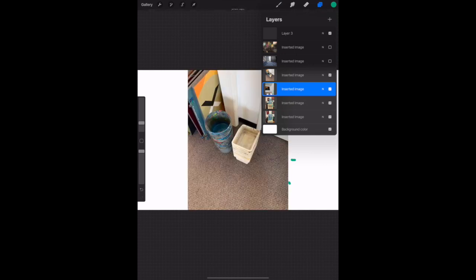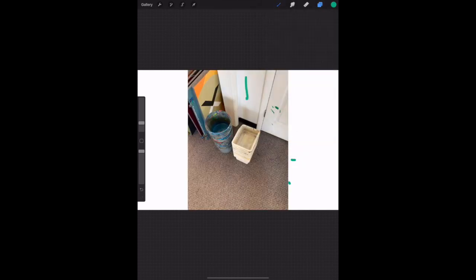Sometimes the eye level is very low below the picture and you feel like you're looking up at everything. Sometimes the eye level is very high and we feel like we're looking down at everything.